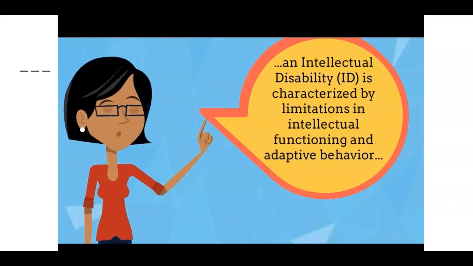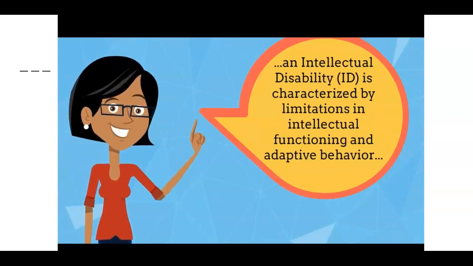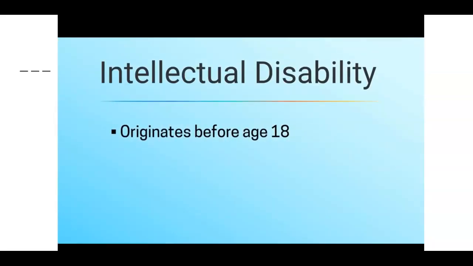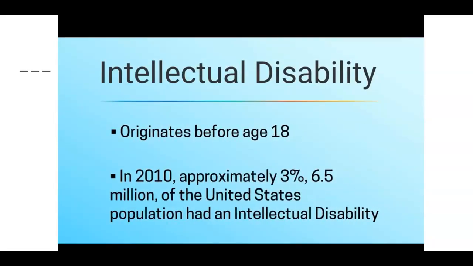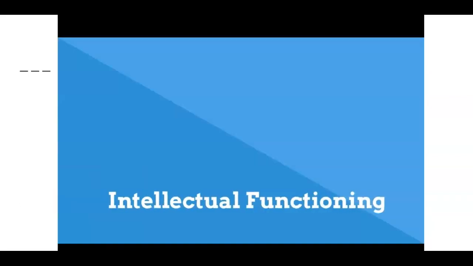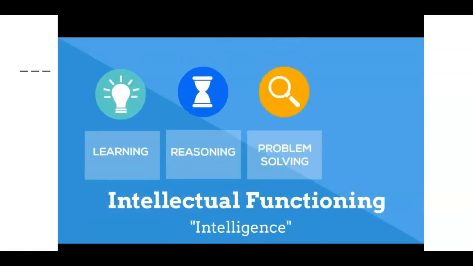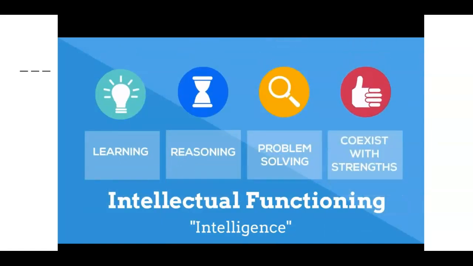This module provides a brief summary of what an intellectual disability is. An intellectual disability is a disability characterized by significant limitations in both intellectual functioning and in adaptive behavior, which covers many everyday social and practical skills. This disability originates before the age of 18. The U.S. Census Bureau estimates that approximately 3% or 6.5 million of civilian, non-institutionalized adults had ID in 2010. Intellectual functioning, also called intelligence, refers to general mental capacity, such as learning, reasoning, problem-solving, and so on. It coexists with strengths.